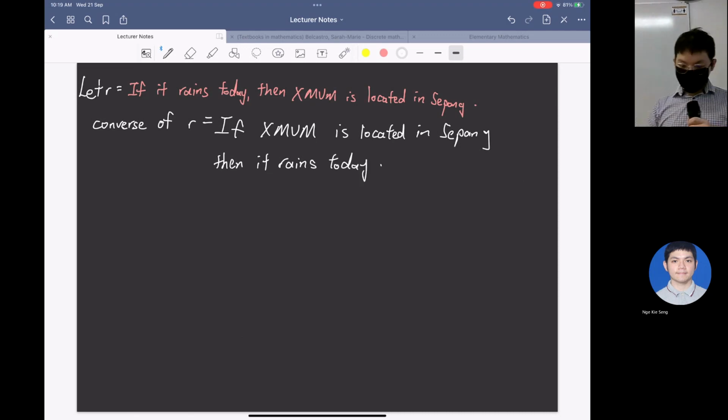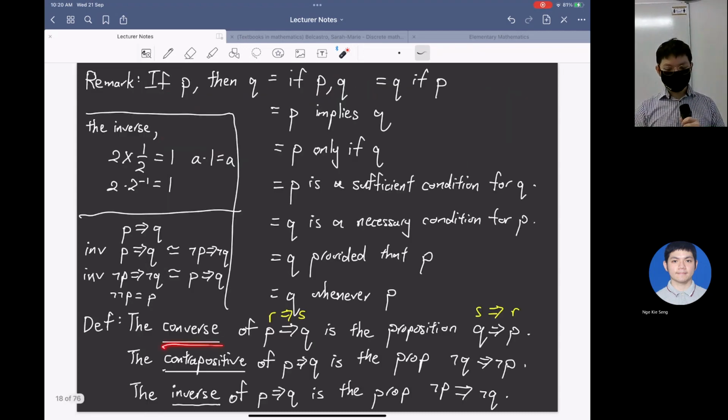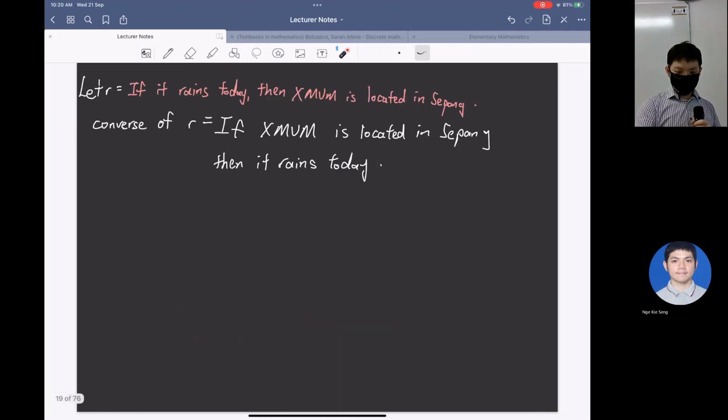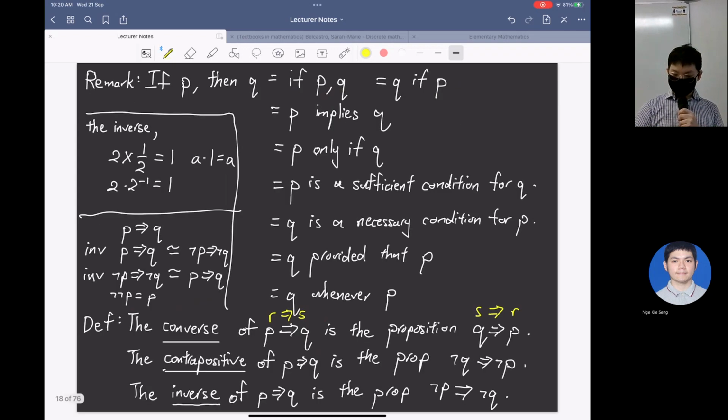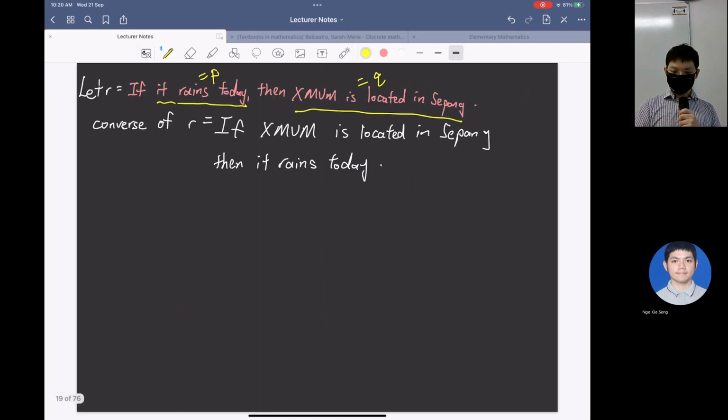So first thing you do is go back to the definition. When I ask the converse of R, what is the converse of R? R has to be in this form, P implies Q. So you have to be able to break your sentence into P and Q. Here is the P, here is the Q. And then it says that the converse is the proposition Q implies P. So it's: if SMUN is located in Spain, then it runs to that. Okay, make sense?